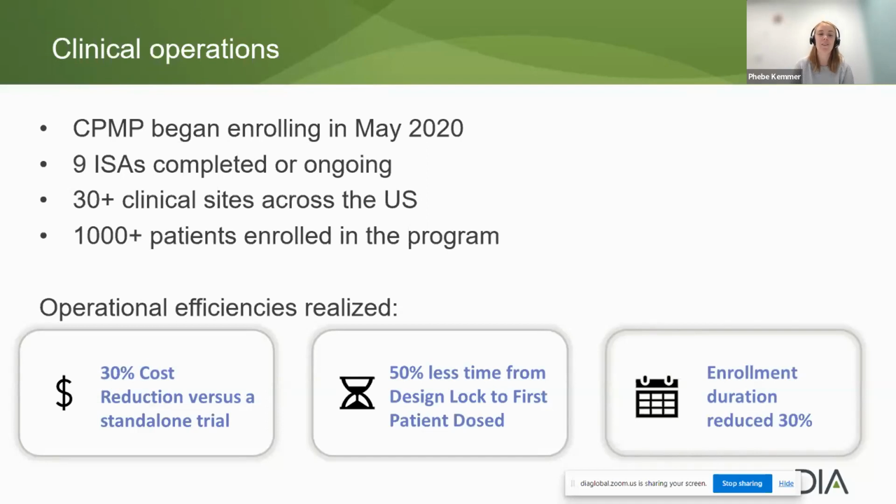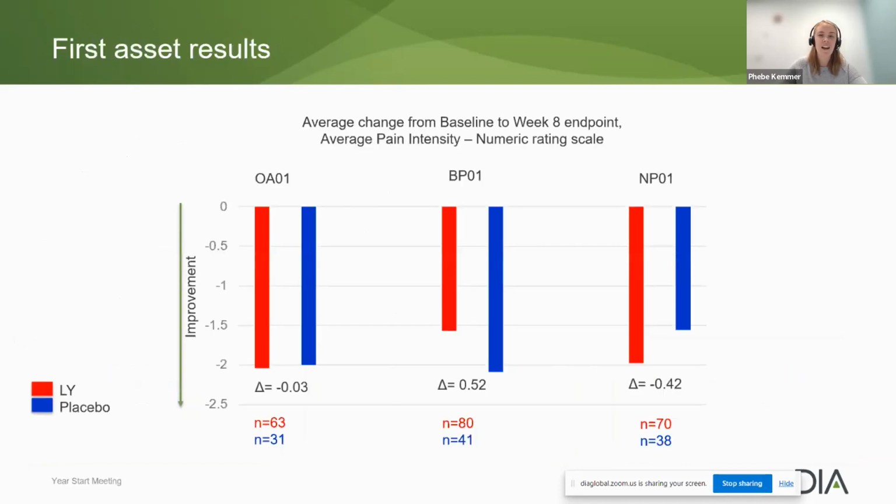There's a lot of startup to get a master protocol started, but by the time we got to the 3rd asset, we had realized many operational efficiencies, including cost reductions compared to standalone trials, a reduction in the time from design lock to first patient dose, and also reductions in the enrollment durations. So that's all pretty exciting. So far, we have disclosed the results from our first asset, and this is on clinicaltrials.gov. What I'm sharing here is our average change from baseline to our week 8 endpoint. And as a reminder, our primary efficacy measure is the average pain intensity on the numeric rating scale.